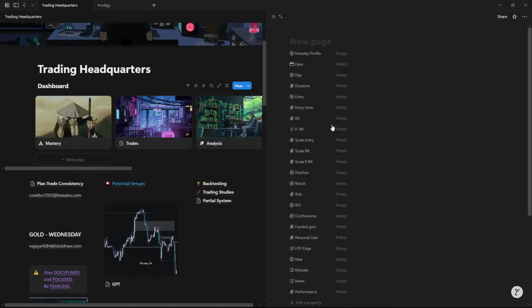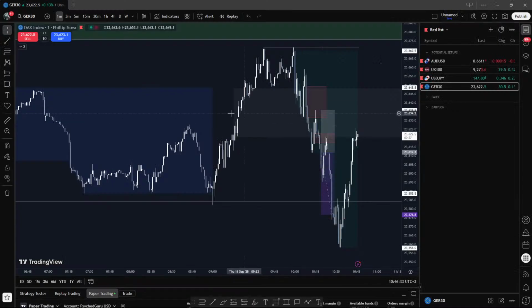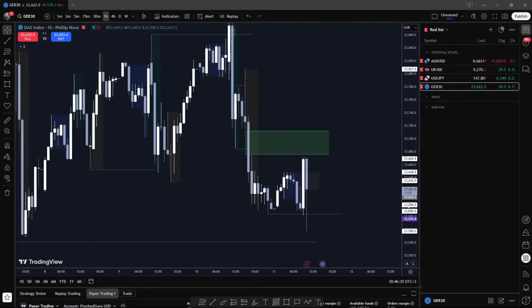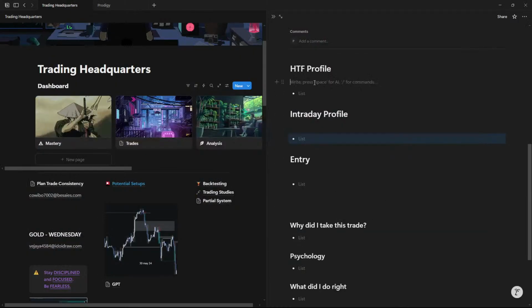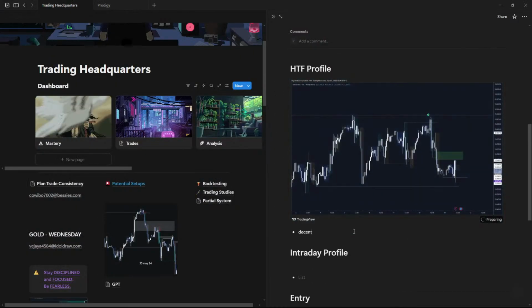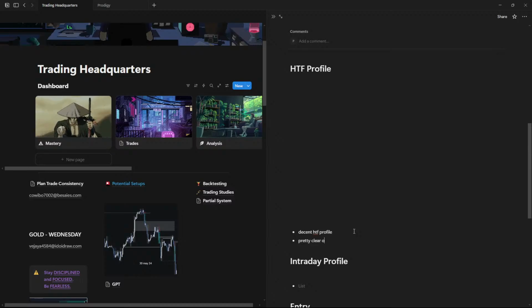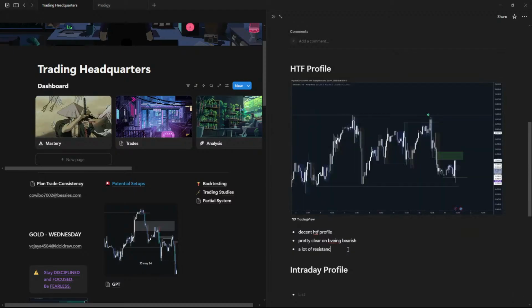So we're gonna do DAX. Higher time frame profile, it doesn't even have a strong higher time frame profile. I mean, it does have, like, here we shorted, so it does have a decent higher time frame profile, pretty clear on being bearish. A lot of resistance though on the lows, not a clear higher time frame target. That's why we looked to target Asian lows, especially since we didn't reach the 1 hour FVG.